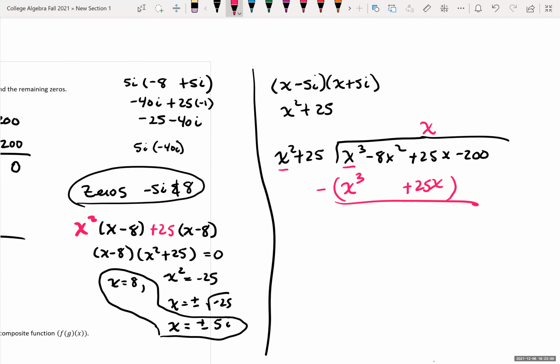And so x cubed minus x cubed cancels. Let's bring down the negative 8x squared. And then we have 25x minus 25x. Those cancel. And then let's bring down the minus 200.